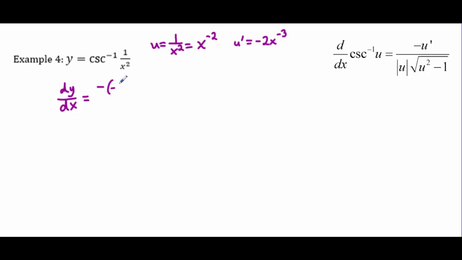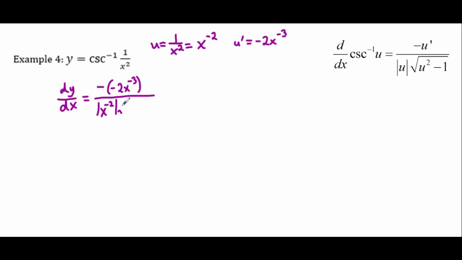equals negative 2x to the negative 3rd over, negative 2x to negative, oh no, just kidding, that's supposed to be, oh no. Okay, don't worry, it's all fine. So u is in here, so this is x to the negative 2.